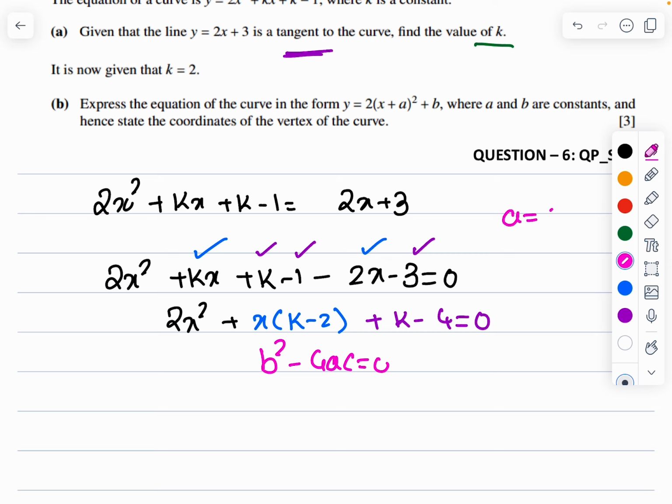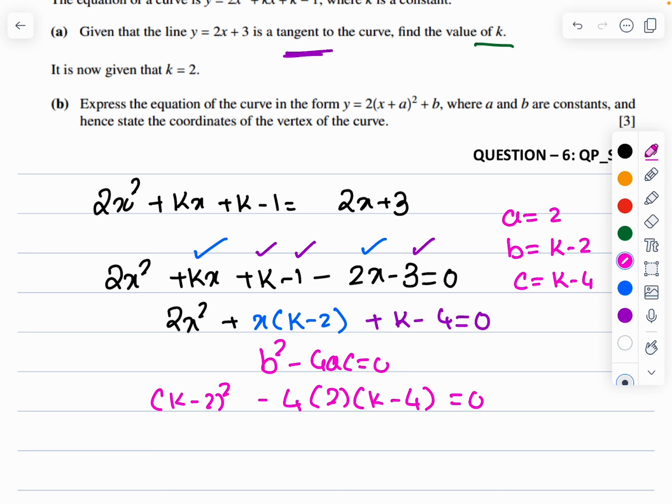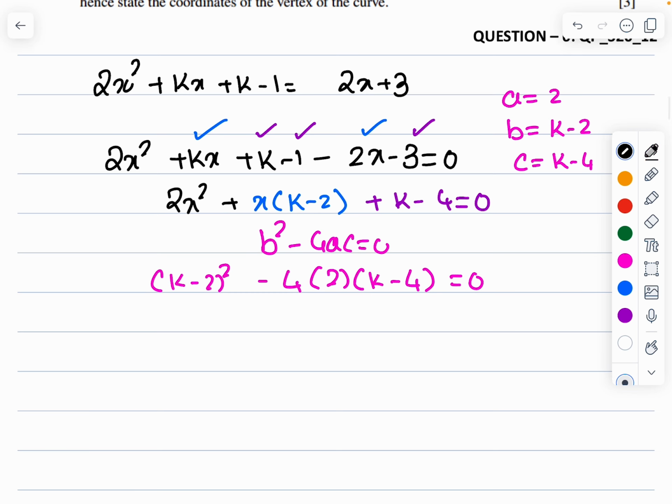So what is the a value? 2. What's the b value? k - 2. And what is the value of c? k - 4. So b² is (k - 2)² minus 4 times a times (k - 4) equals 0. (k - 2)², when I expand it out, becomes k² - 4k + 4, minus 4 times 2 is 8, 8 times k is 8k. Minus times minus is nothing but what? Again plus 32.